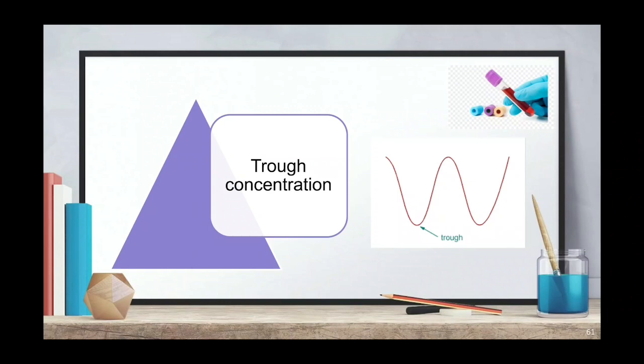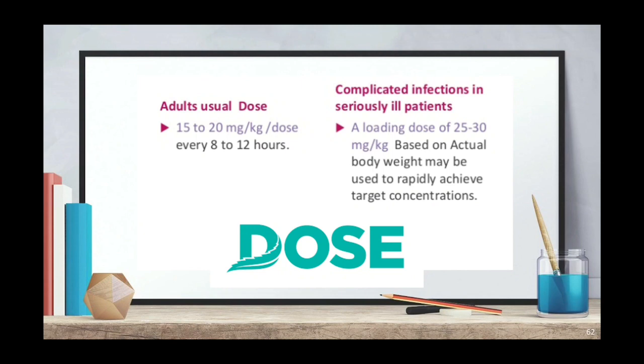Trough concentration measurement is the appropriate and the most practical method to monitor vancomycin dosing. The usual adult dose of vancomycin is 15 to 20 mg per kg per dose every 8 to 12 hours. In complicated infections or in seriously ill patients, a loading dose of 25 to 30 mg per kg based on actual body weight may be used to rapidly achieve target concentrations.